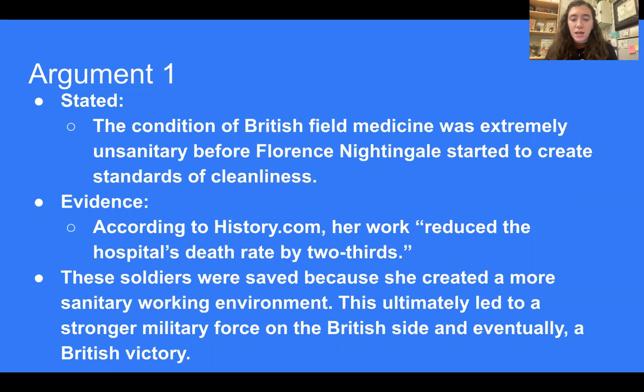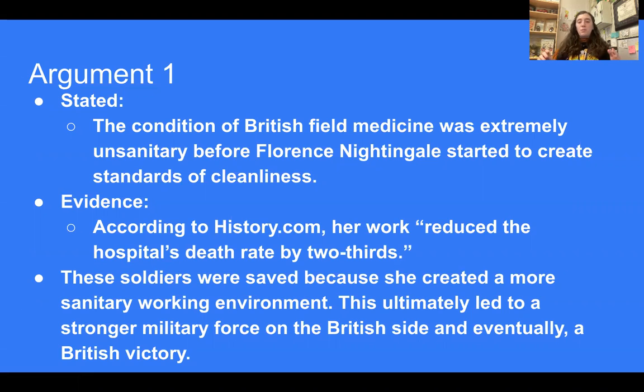I'm not just saying she reduced the hospital's death rate by 2/3. That would be plagiarism, right? Because I got that from my source, so I need to cite it. And then it's supposed to say explained here, but I explained the evidence by saying these soldiers were saved because she created a more sanitary working environment. This ultimately led to a stronger military force on the British side and eventually a British victory.